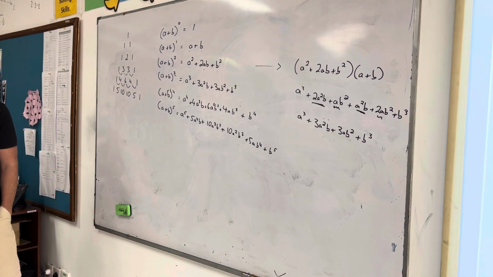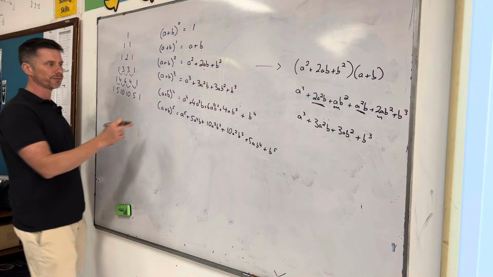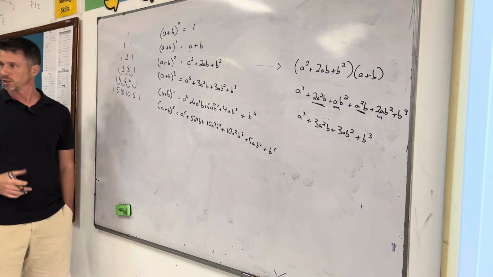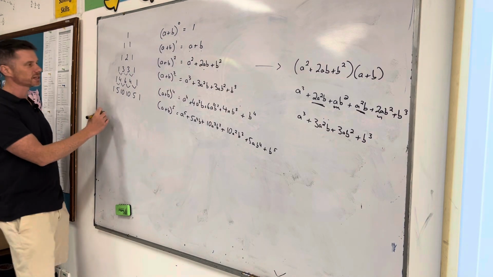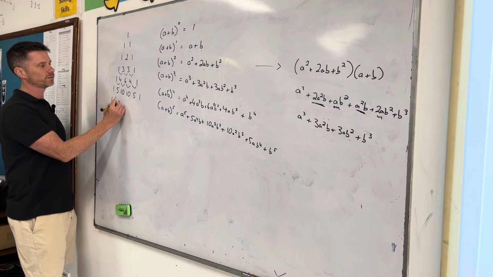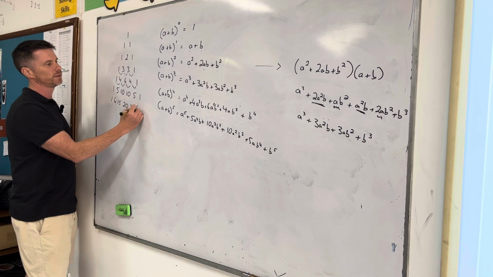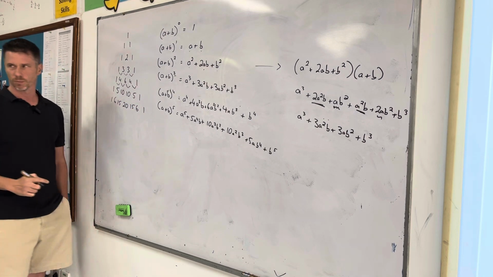So now all of a sudden, we're getting much quicker at multiplying a binomial, or squaring, cubing, to the power of 4, to the power of 5. I'm getting far quicker at it. You can probably do the 6th line if you want to add the 6th line here. 1, 6, 15, 20, 15, 6, 1, and then you do the same process.